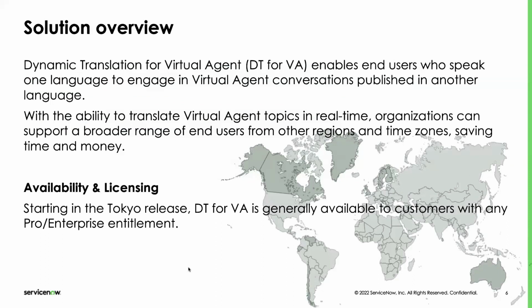So what is dynamic translation? Dynamic translation for virtual agent allows end users who speak or have a preferred language to engage in conversations with a virtual agent that's published in a different language. For example, virtual agent can be published in English, and if you have an end user who prefers to engage with virtual agent in Spanish, they can engage in Spanish with minimal effort.